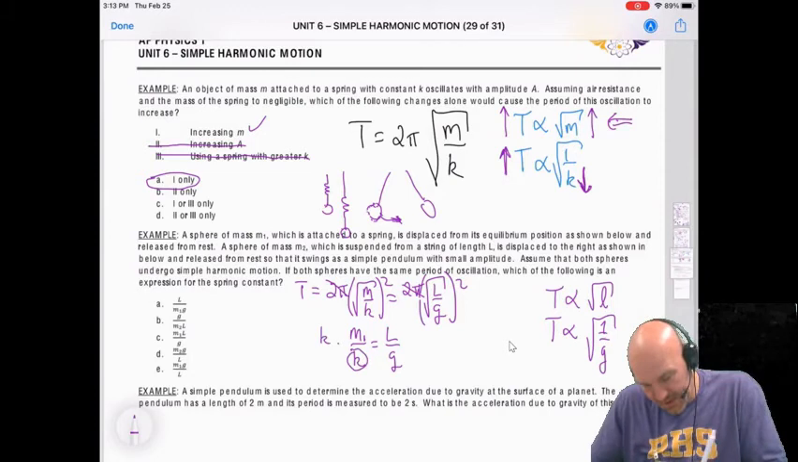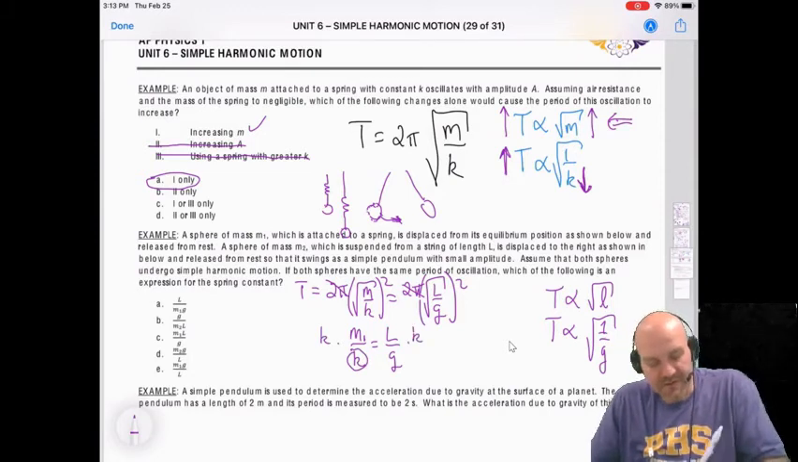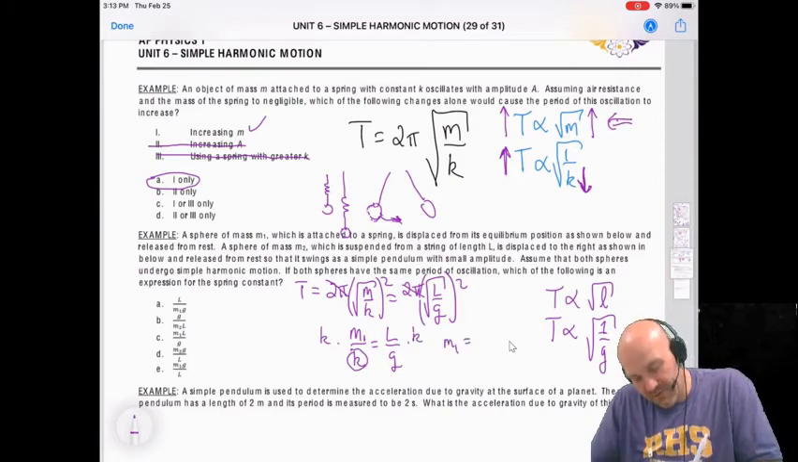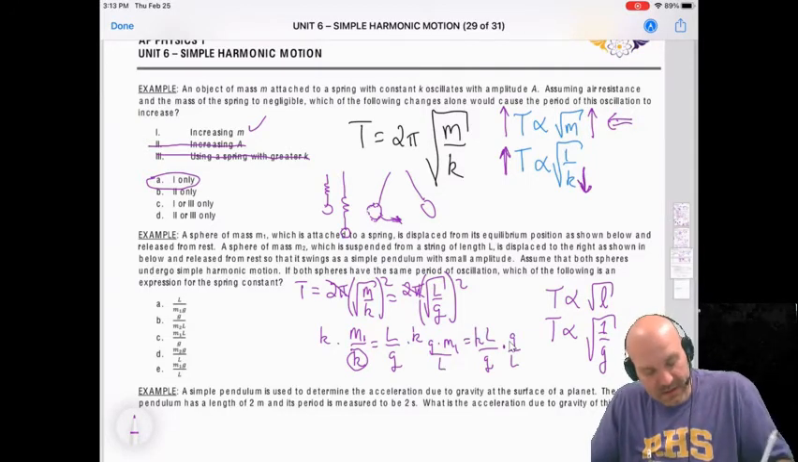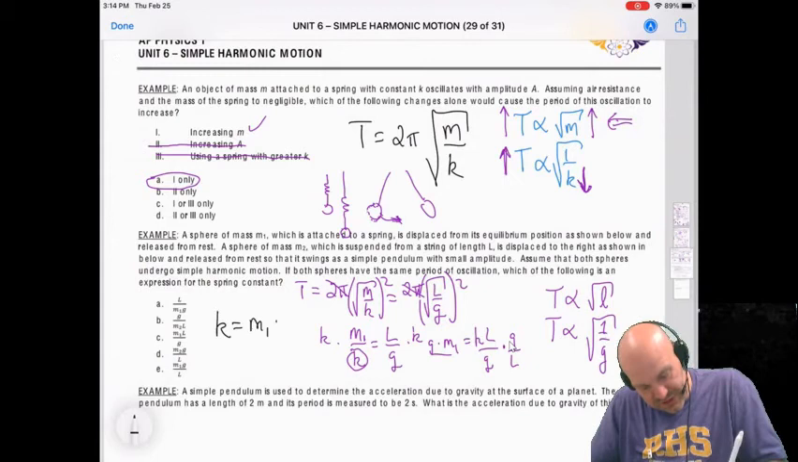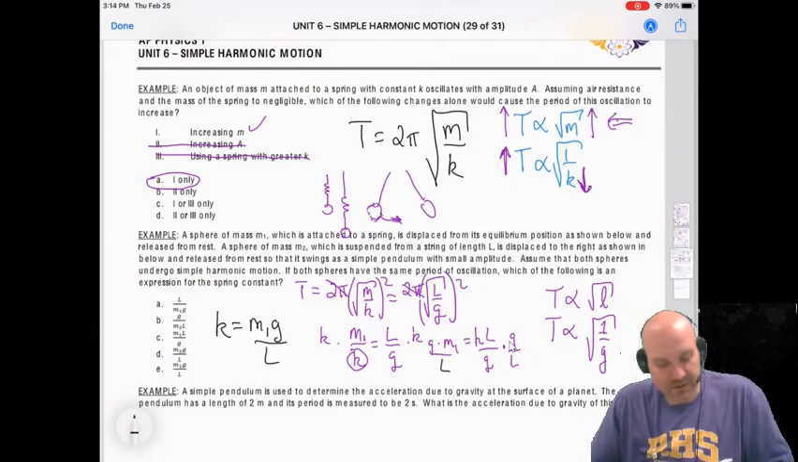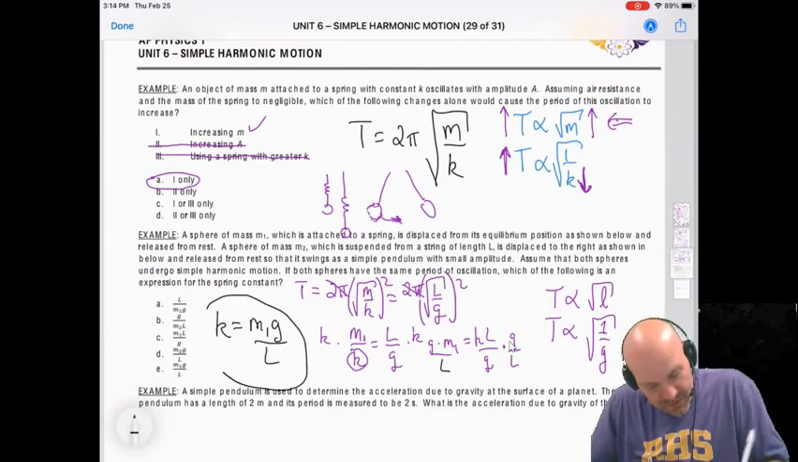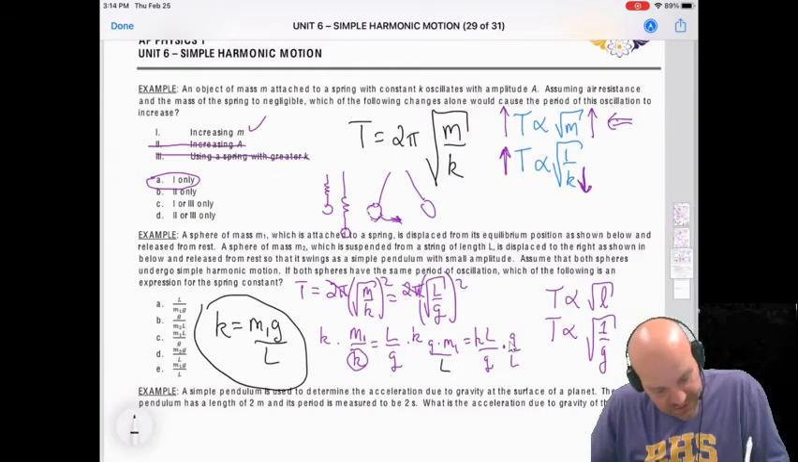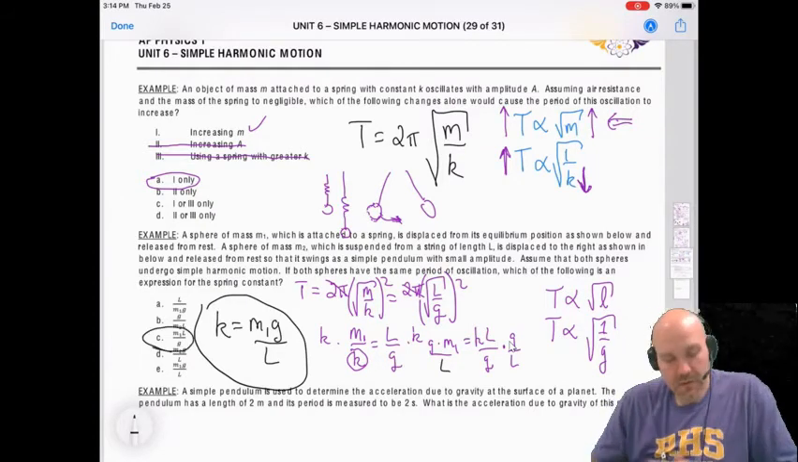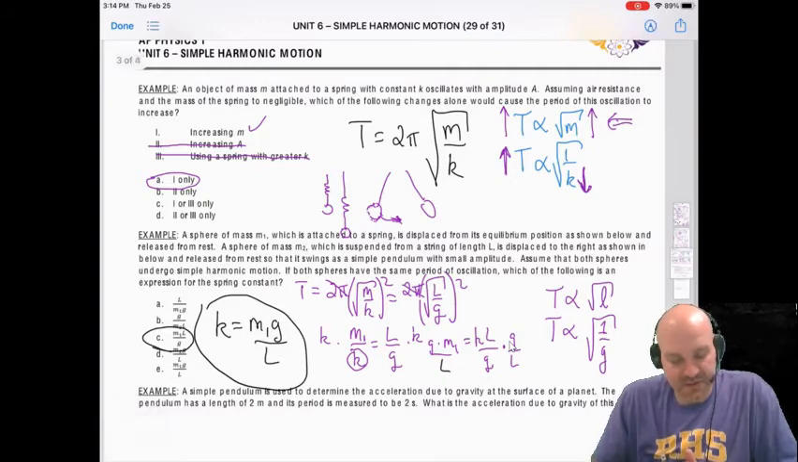So I'm going to multiply both sides by k. So it's going to be m1 equals k L over g, and I'm going to multiply by g over L. And so my k value is going to be given by k equals m1 g over L. I forgot to write the L here. And so that's what I'm looking for, which is going to be choice C. All right, and now the last one's going to be an actual calculation question.